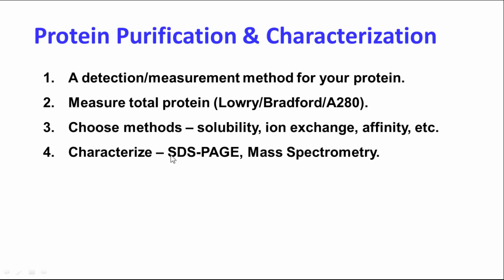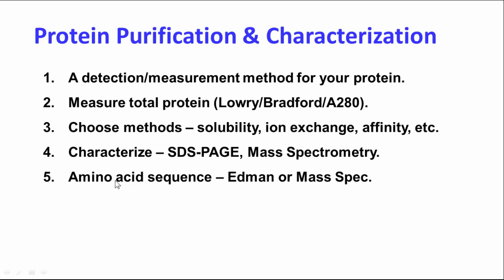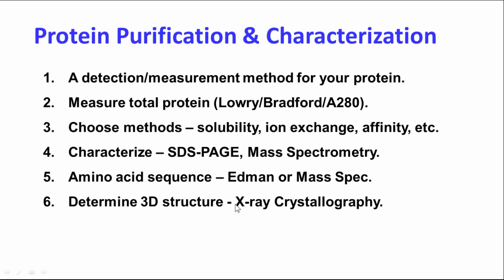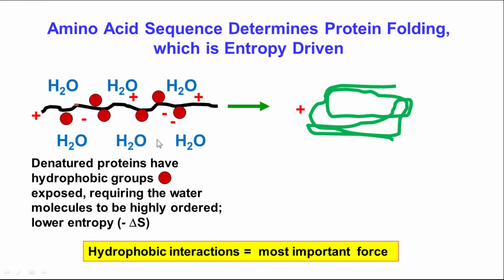And then finally, once you get it, you can characterize the purity by SDS-PAGE and mass spectrometry to get information on the size of the protein and its sequence. And then you can do amino acid sequence as well by Edman degradation. That's an old method, and mass spectrometry. Edman degradation we'll talk about as well. Determine 3D structure by X-ray crystallography. And now you've got a beautiful picture of your enzyme or protein.